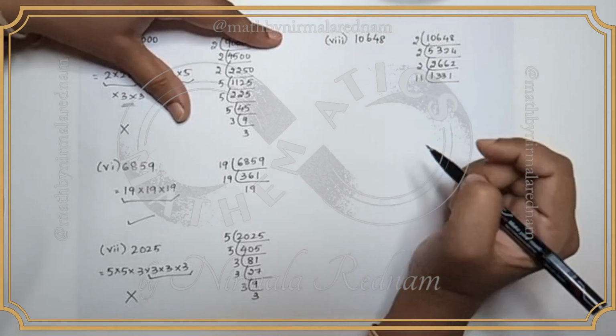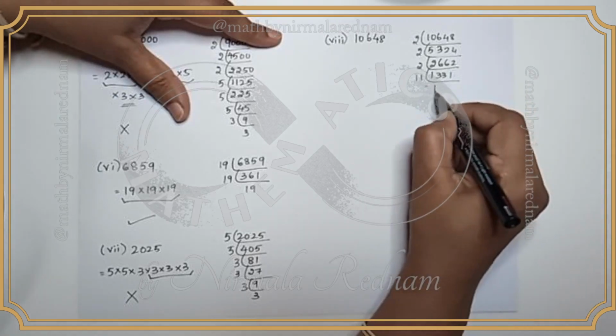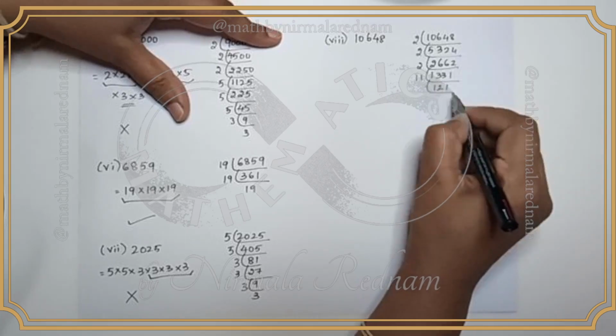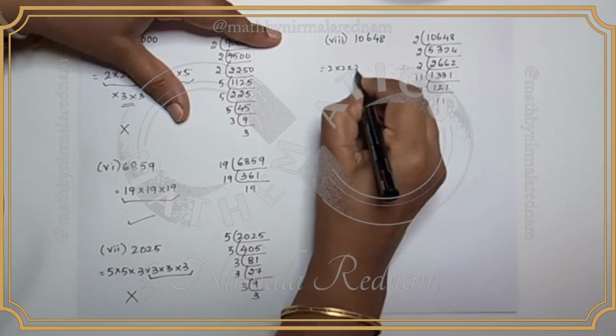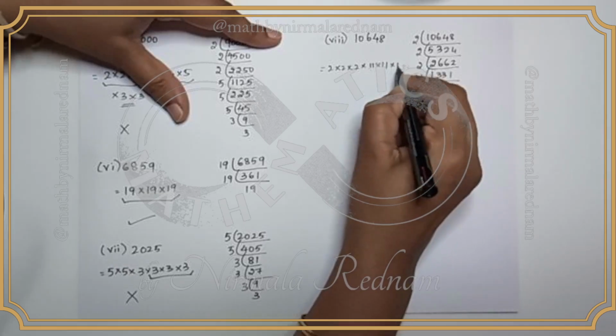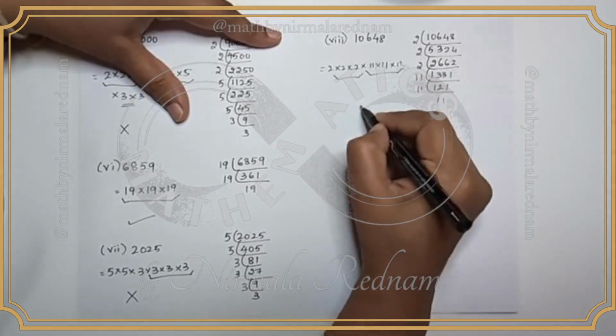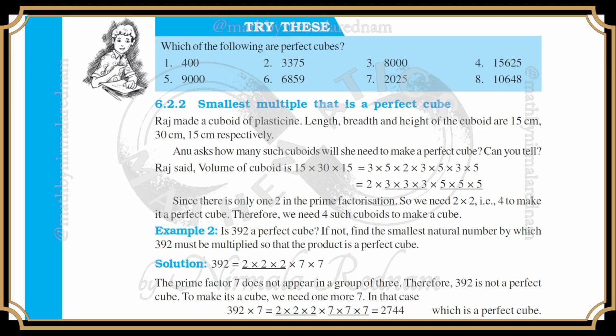Otherwise you have to check starting from 2, 3, 5, 7 and then 11. 11 ones, 2's, 1's, and this is 11 square. So this seems to be a perfect cube. I have three 2's and three 11's, right? So this happens to be a perfect cube. So that is about the Try These question.